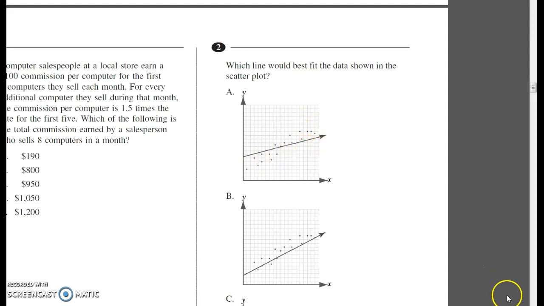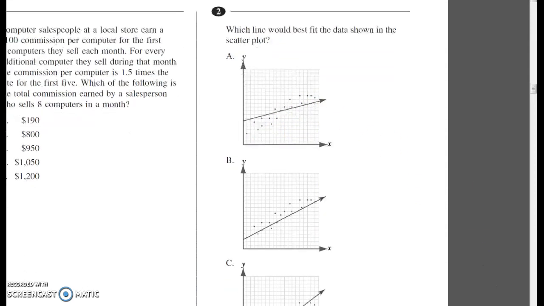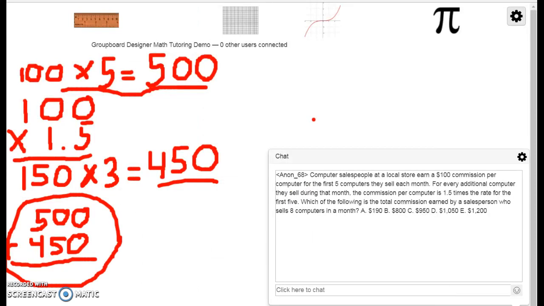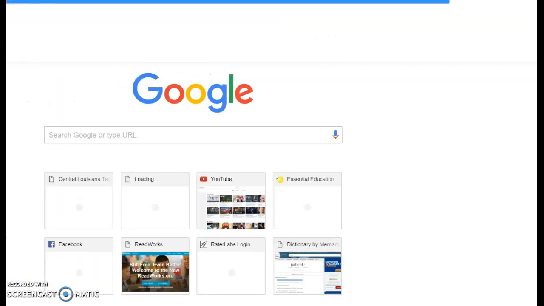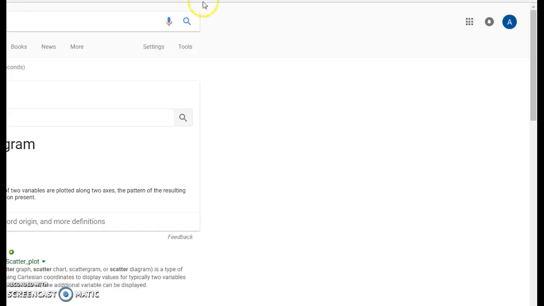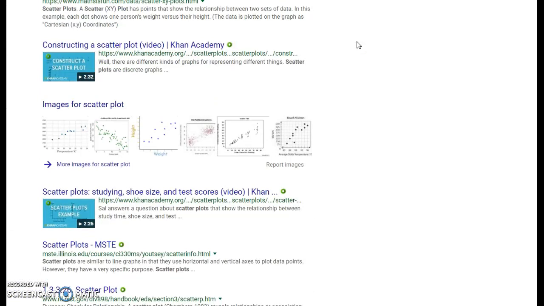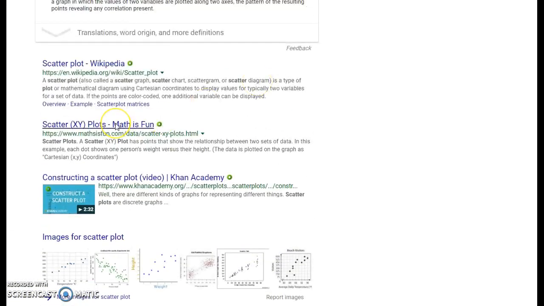So what we're actually going to go with on this one is D, because the line cuts more evenly through the center of what we have with our scatter plot. Now if you're unsure about scatter plots and how they work, there's a lot of information you can find online. I really like using Math is Fun. It's a good website.